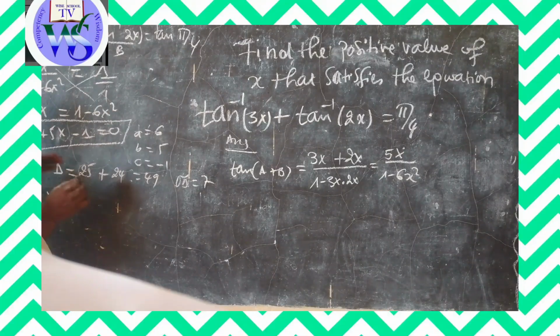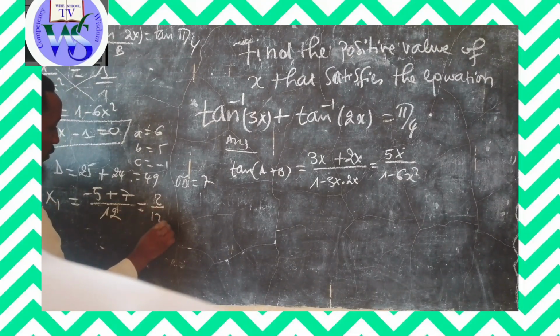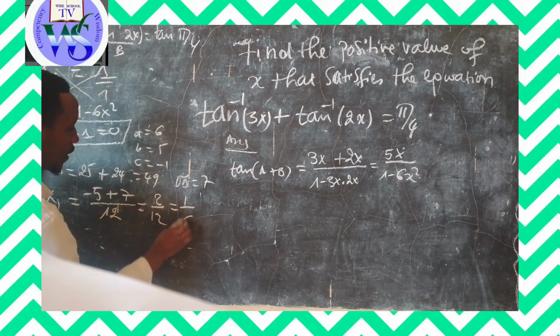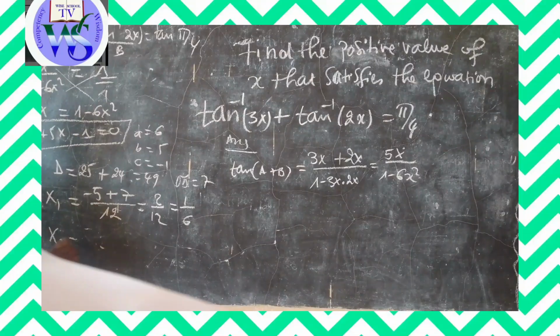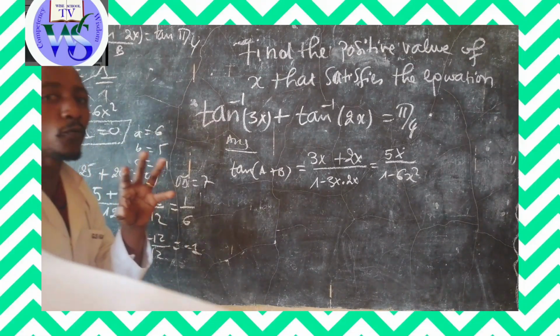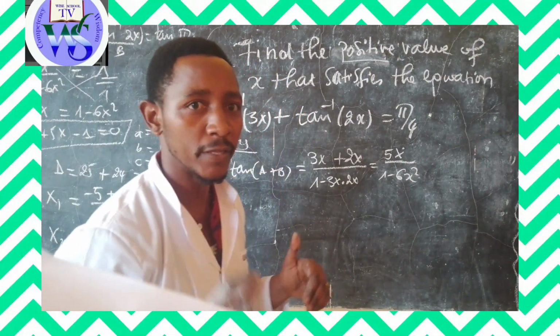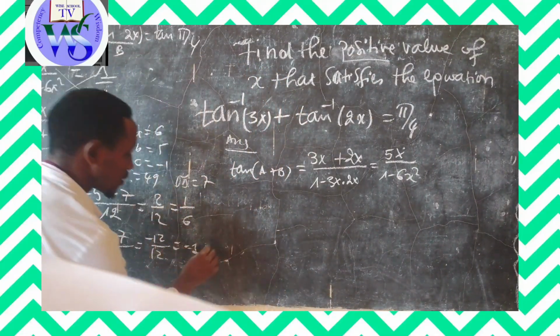x1 is equal to (−5 + 7) over 12, which is 2 over 12, equal to 1/6. x2 is equal to (−5 − 7) over 12, which is −12 over 12, equal to −1. We have two values of x. Remember that we need the positive value of x, so this one is rejected.